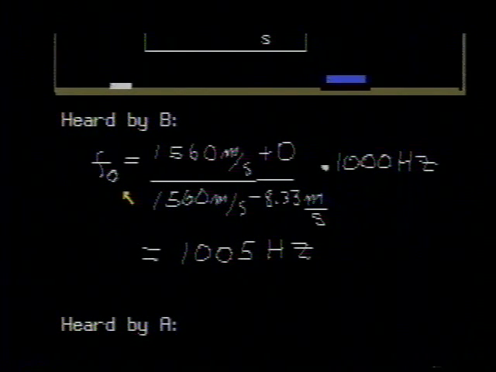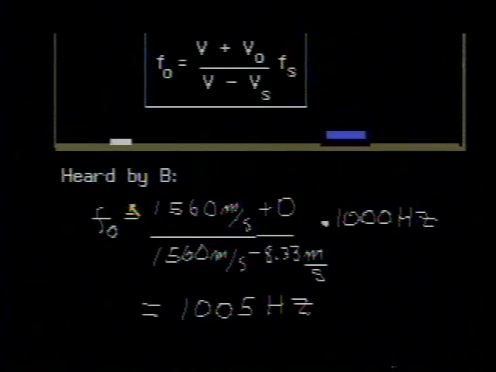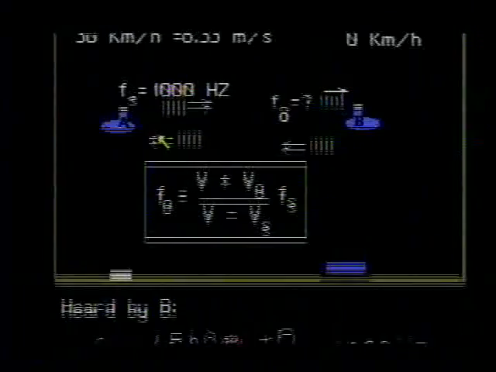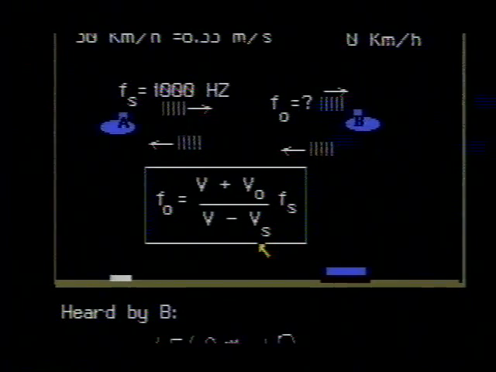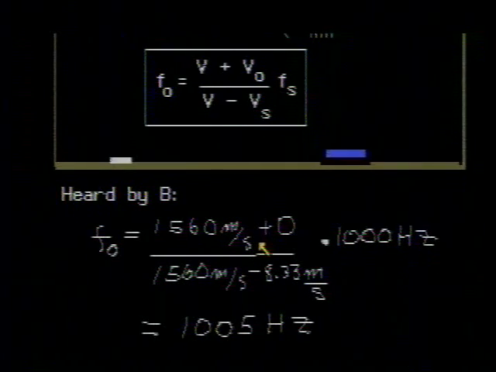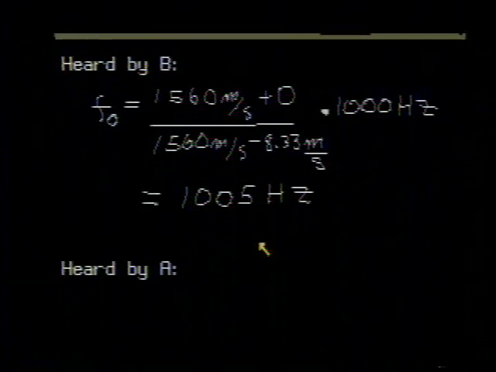The next part of the problem is to determine the frequency heard of the reflected pulse from B back at A. Now we consider B to be the source and A to be the observer. A is moving towards B, and if we rewrite our information, let's write it this way.